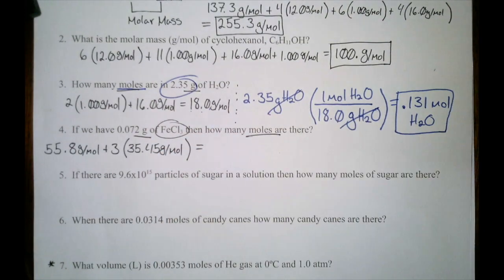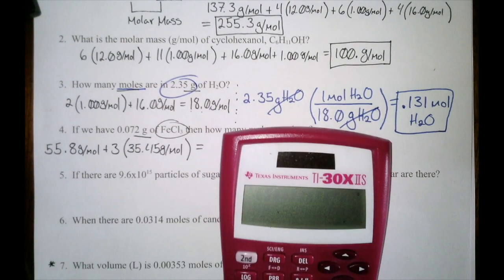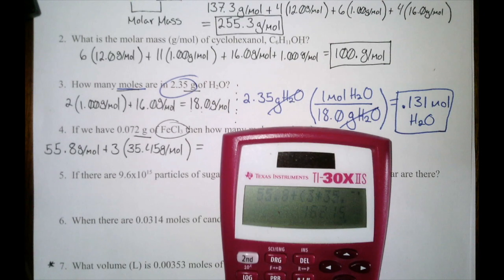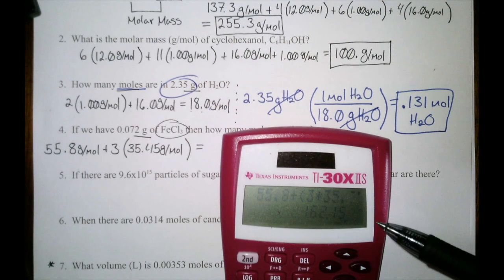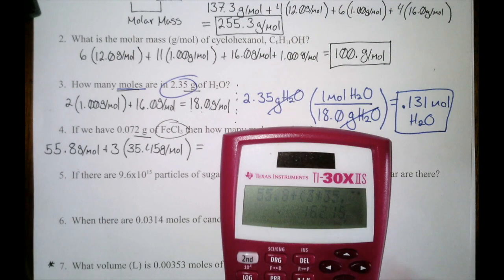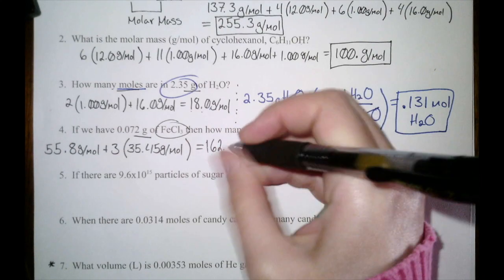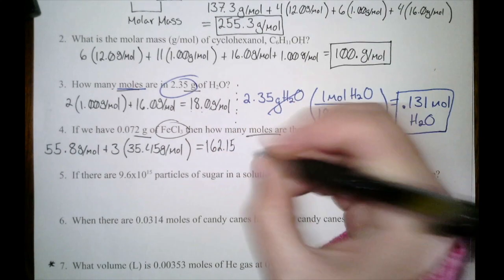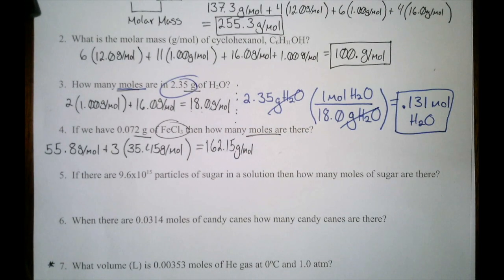And then we've just got to add all of those things up. So 55.8 plus 3 times 35.45 gives me 162.15. We'll just leave it. We'll round to sig figs at the end, because your conversion factors, including molar mass, do not actually affect your number of sig figs.